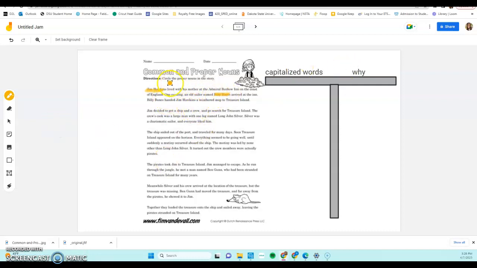And they could continue reading and just point out, okay, where they see proper nouns, and tell me why those names should be highlighted and why they're capitalized. I think this is a great way to pay attention to different types of words and give reasoning for why words should be capitalized.